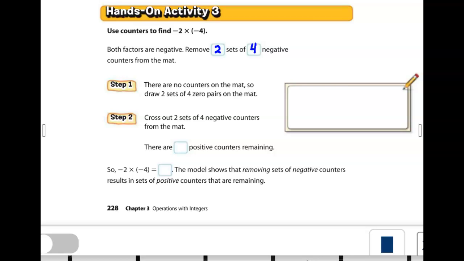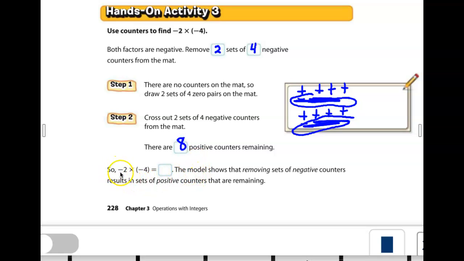Okay, so I'm going to pause and do that. Okay, so positive, negative, zero pair, positive, negative. I've drawn 4 of those, and I've drawn a second group of 4 zero pairs. All right, so now we're going to remove the negatives. I'm going to circle the negatives, remove them, circle the second group of negatives, remove that. And so how many positive counters are remaining? Please answer that question. There are 8 remaining.